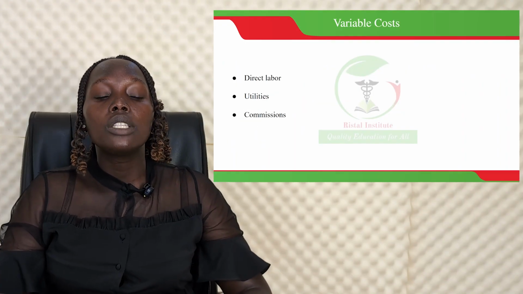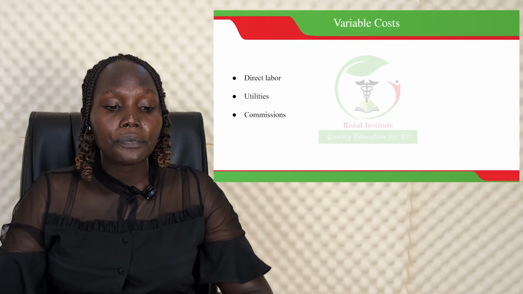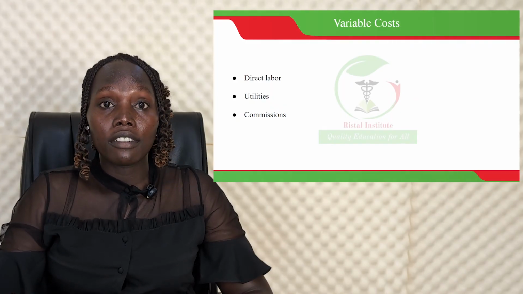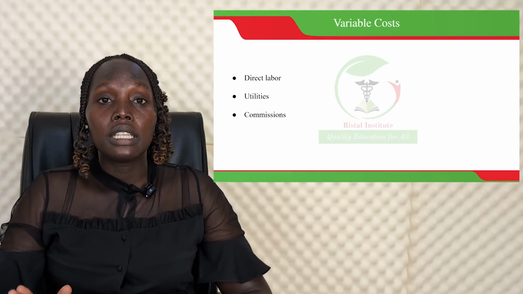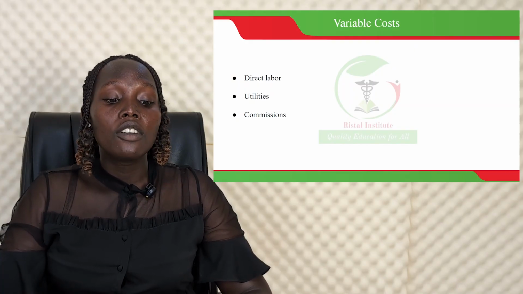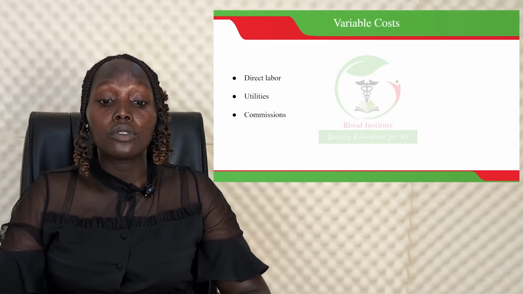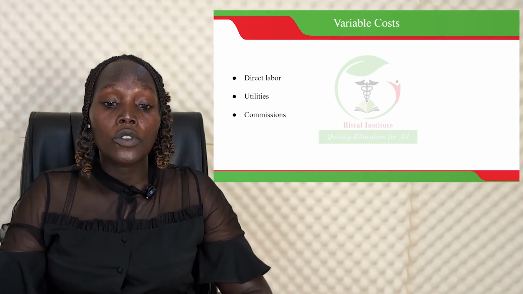And then we have what we call direct labor. Direct labor is also an example of a variable cost. We also have utilities. And then we also have commissions. They are all examples of variable cost.